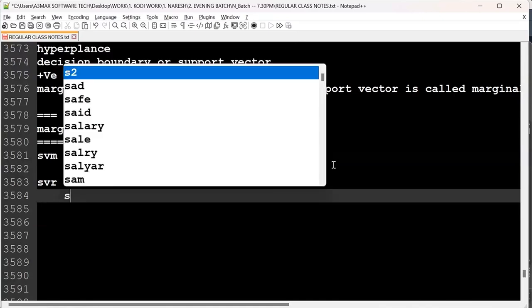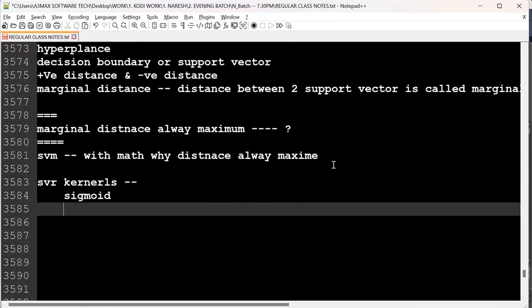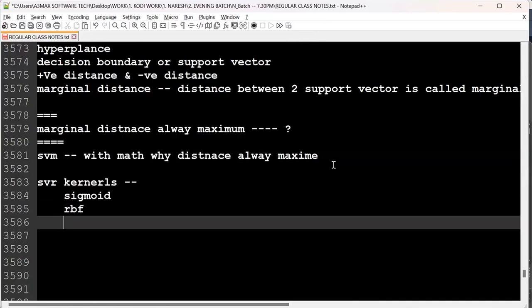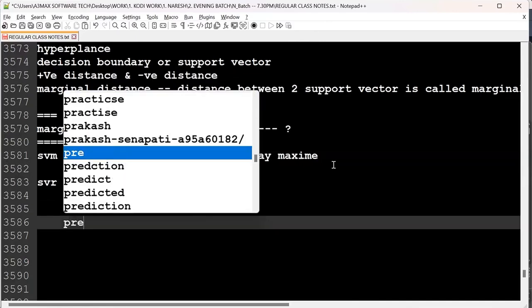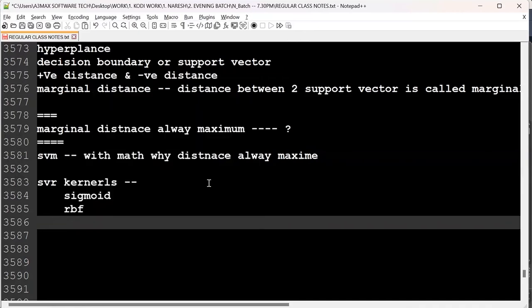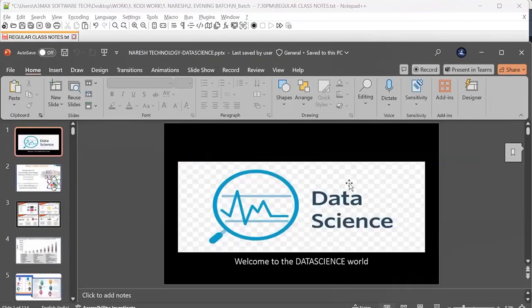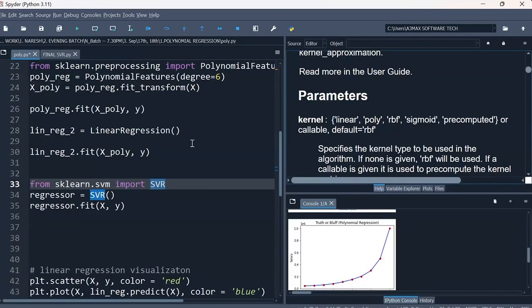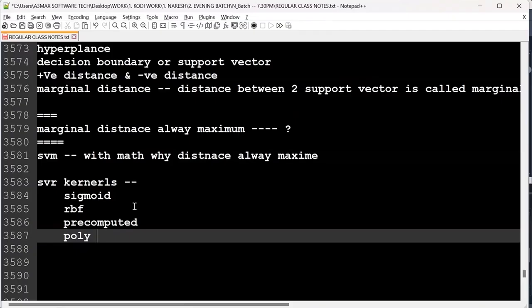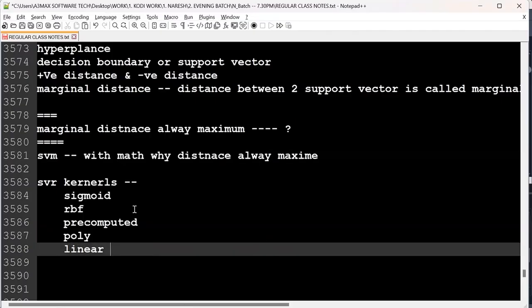The first one we have is sigmoid, second one RBF, then we have pre-computed. What else? Sigmoid, polykernel, and then linear. So we have polykernel and linear.